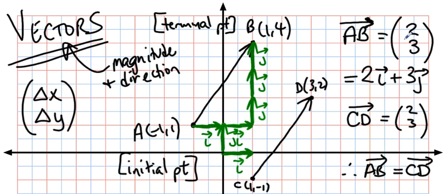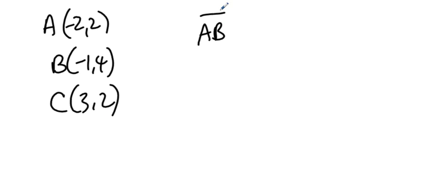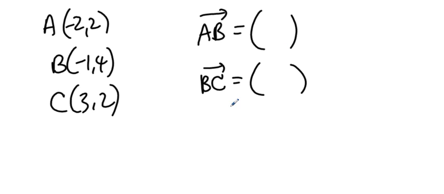Where did this 3 come from? Well, 4 minus 1, that's your delta y. Or, if you like, 2 minus negative 1, that's your delta y. So, if I were to give you 3 points, A, negative 2, 2, and B, negative 1, 4, and C, 3, 2, I think at this point you could figure out what vector AB is in component form, and what vector BC is in component form, and what vector AC is in component form.